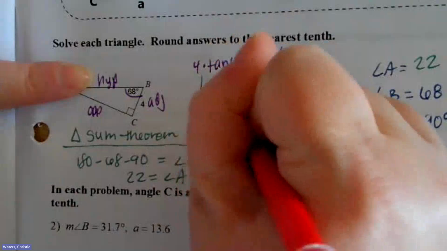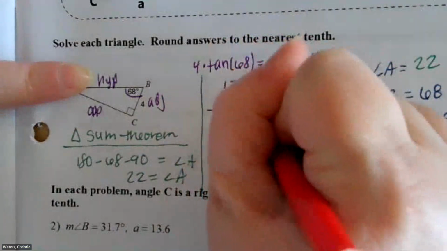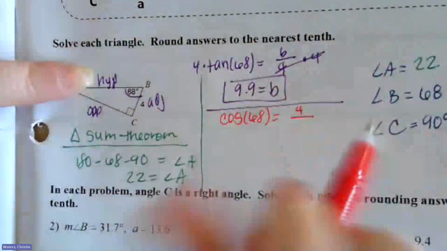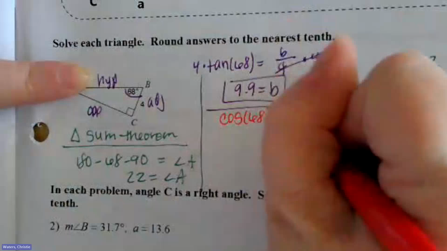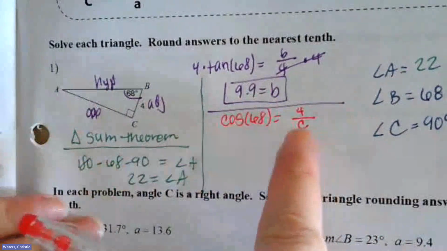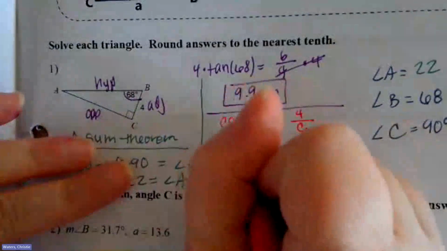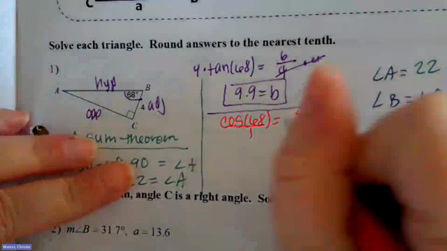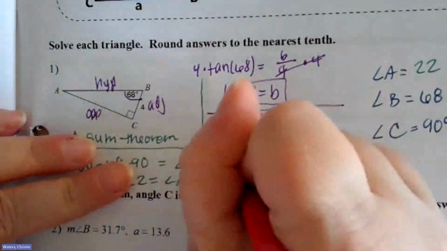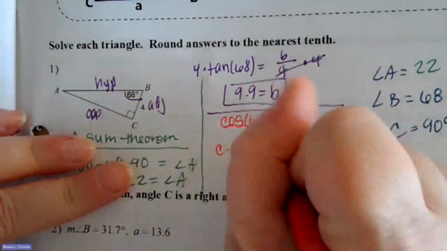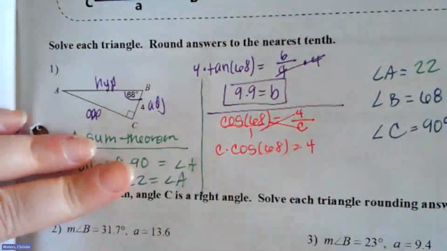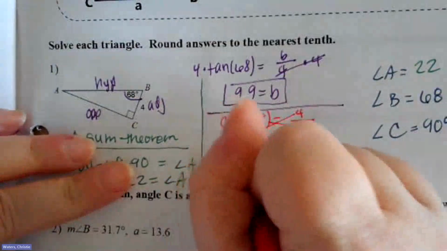So for this problem, we're going to set up cosine 68 equals adjacent over hypotenuse. So that's going to be 4 over, and the hypotenuse is across from angle C. So I'm going to say 4 over C. So when the denominator is a variable, you have to solve these a little bit differently. I'm going to put this over 1, and we're going to cross multiply it. So I have C times the cosine of 68 equals 4 times 1, so just 4. And now I'm going to divide both sides by cosine 68.